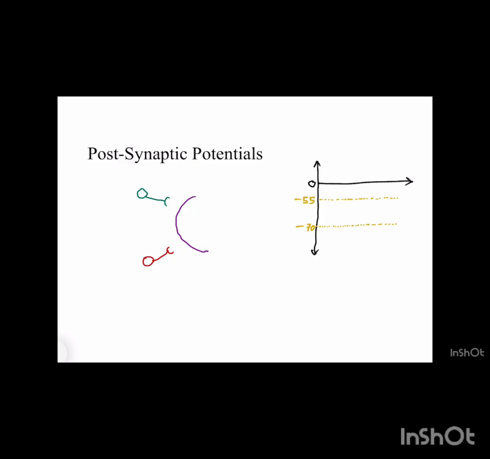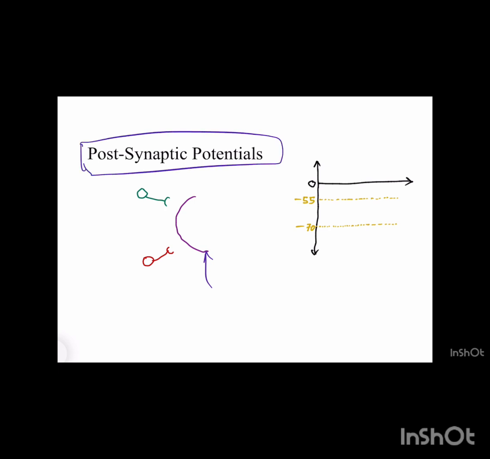So now we can move on to our next topic, that is postsynaptic potential. Now right now our membrane is at minus 70 millivolts. Now there are other neurons as well. This is our particular neuron, and there are other neurons as well. They want to talk to our neuron. This they do through postsynaptic potentials.